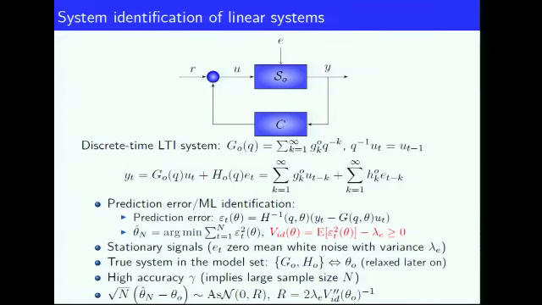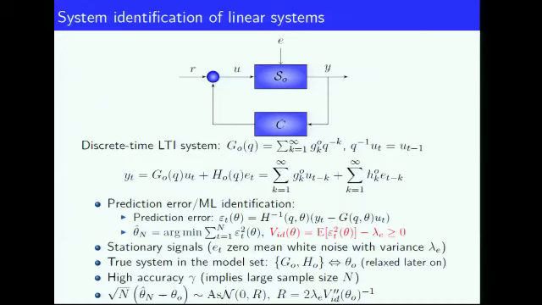Now to proceed, I will have to be a bit more specific. So we will look at discrete time, linear time invariant systems. Q that will appear is just a time shift operator. So the true system is assumed to look like this. So it's just a sum of, these are what we call the impulse response coefficients times lagged values of the input, and the same for the noise. The noise e here is assumed to be white, but the H here gives some color to the measurement noise.